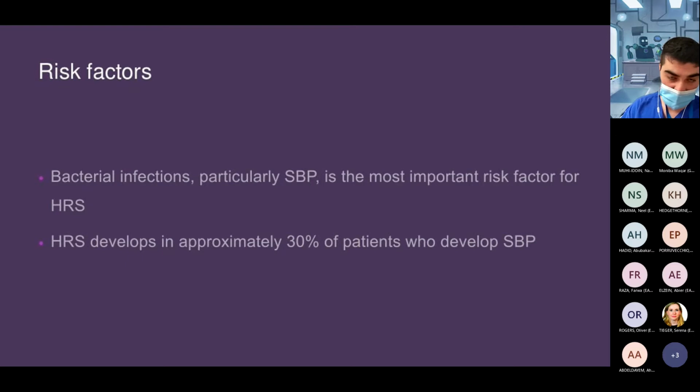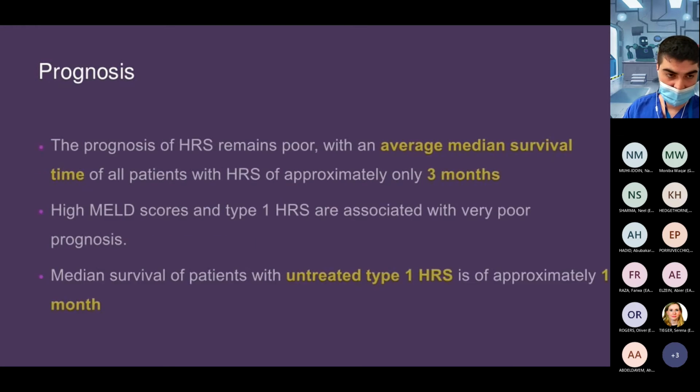That's a separate thing altogether, but if you have a patient with SBP, we do give albumin on day 1 and day 3 to stop them developing HRS, regardless of what their kidney function is on day 1. The overall prognosis is very poor, so this is something that is quite important.